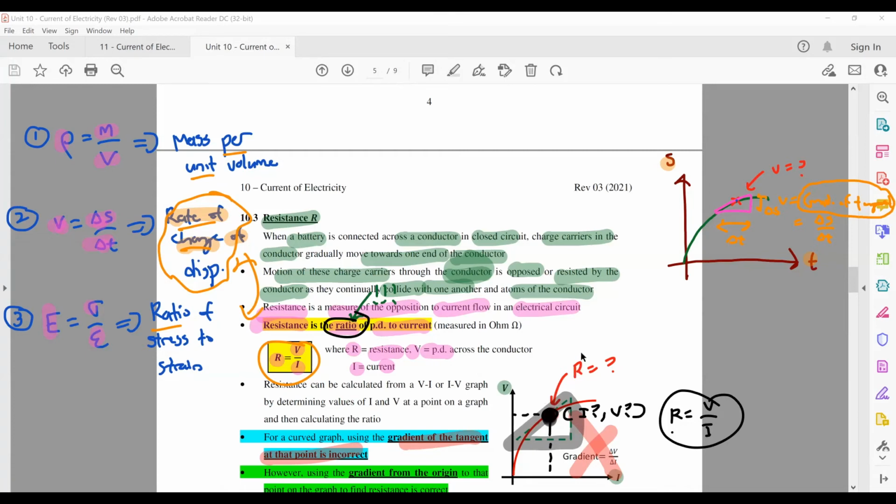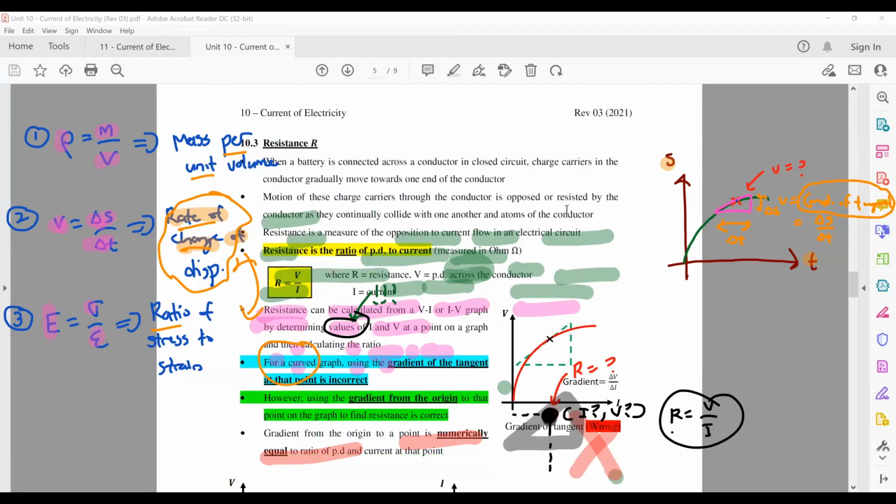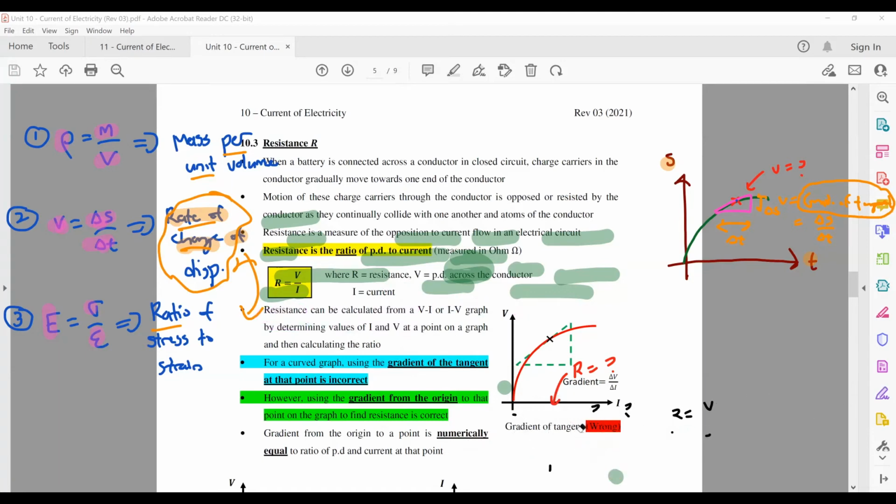So to find the ratio of values at this point, I said that you cannot use the gradient of the tangent, but there's an easy way to find the ratio value. You can use gradient, but you have to use the gradient from the origin. Let me just wipe off certain stuff. You need to use the gradient from the origin to that point to find the resistance.